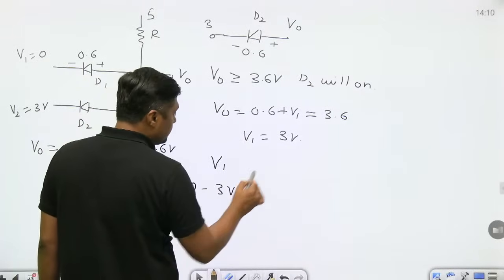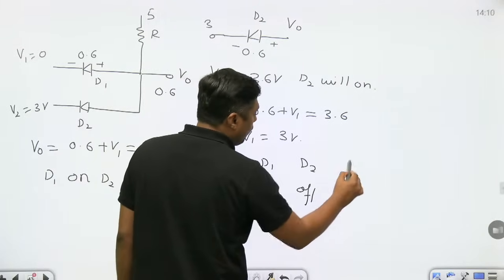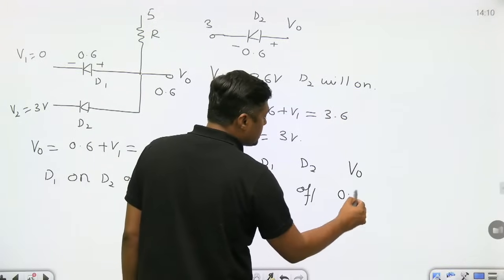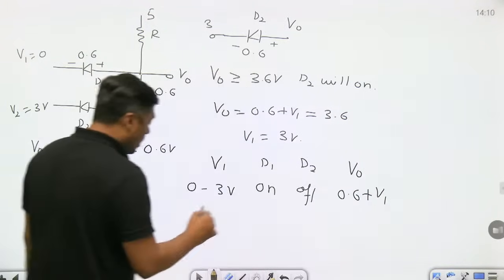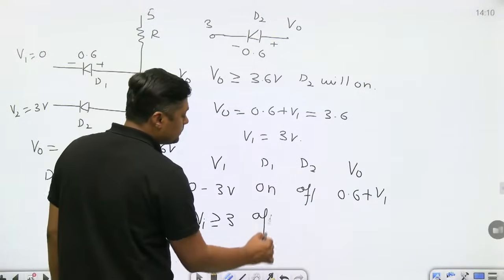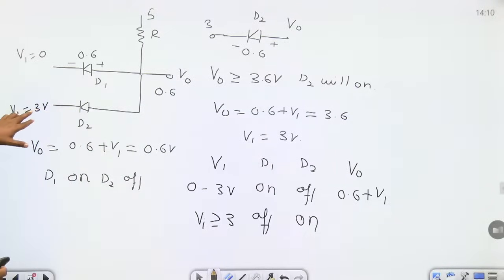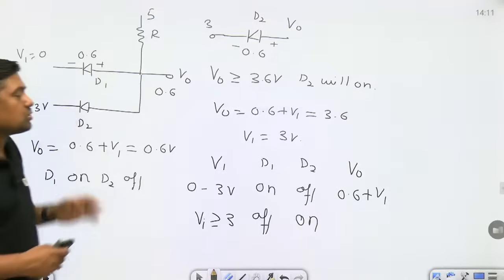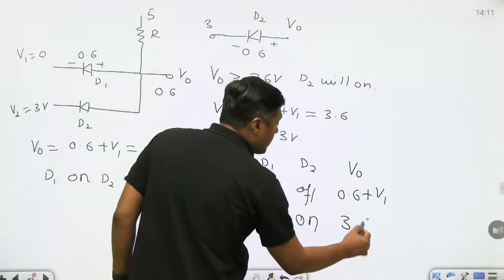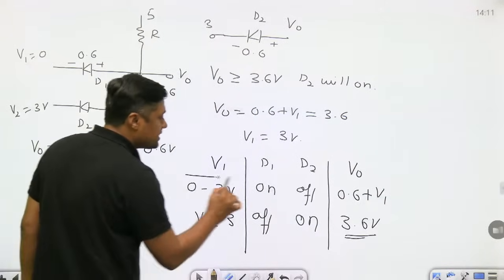Means when V1 increases from 0 to 3 volt, I can give the range from 0 to 3 volt, diode D1 will remain on, D2 will remain off. And what is the output? Output is 0.6 plus V1. But once the input V1 is greater than or equal to 3 volt, this is off, that diode will be on. Once this diode is on, this 3 volt is fixed, 0.6 is fixed, and that's why the output is also fixed. Output is fixed at 3.6 volt. So that is the characteristic.